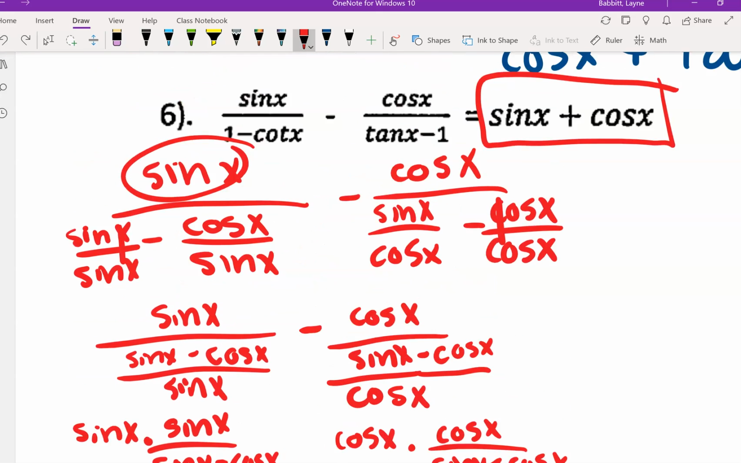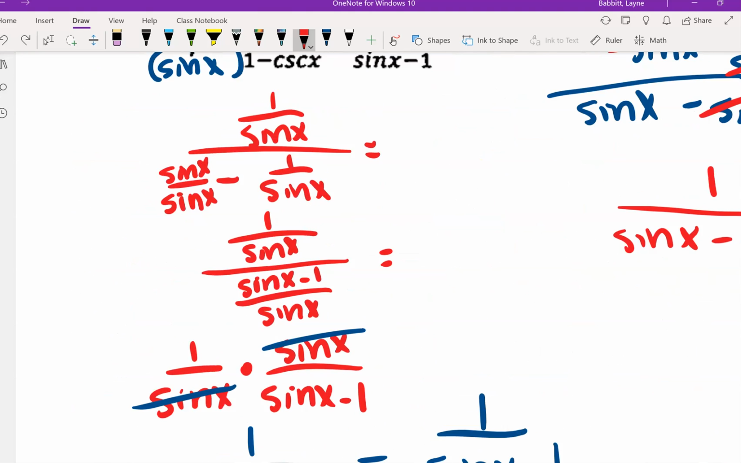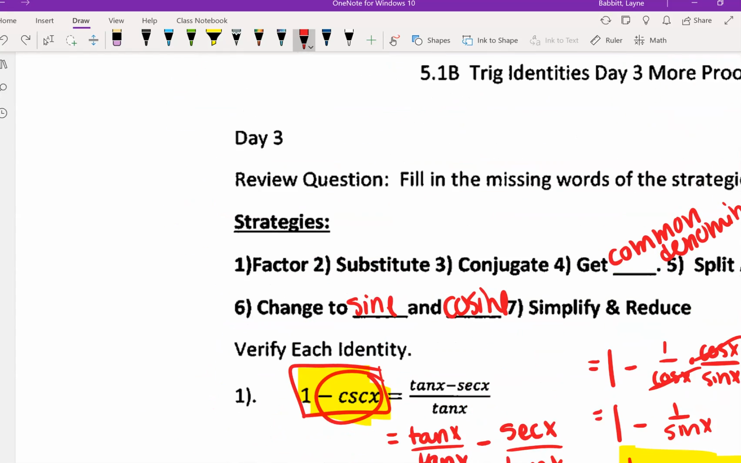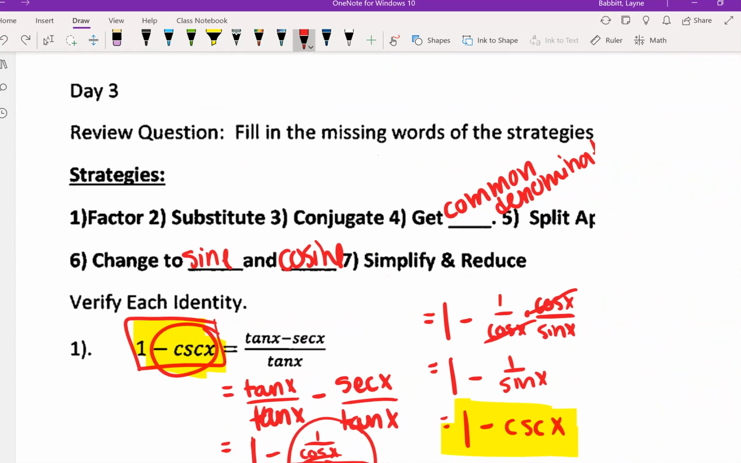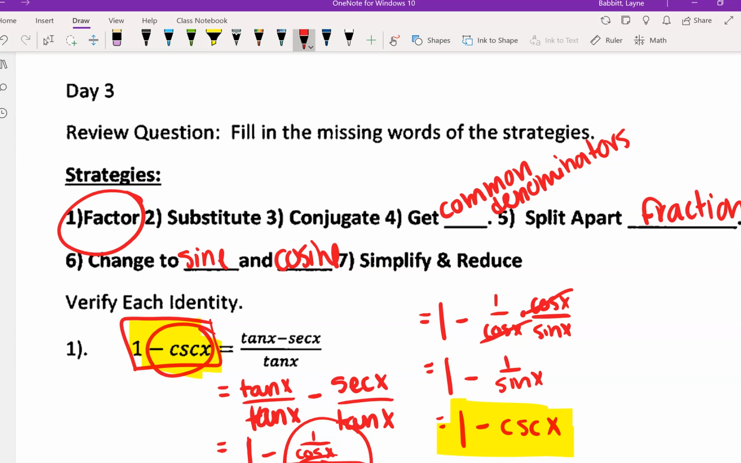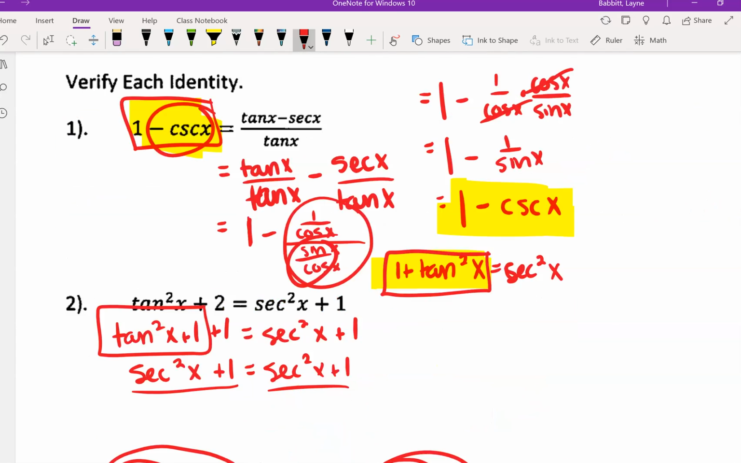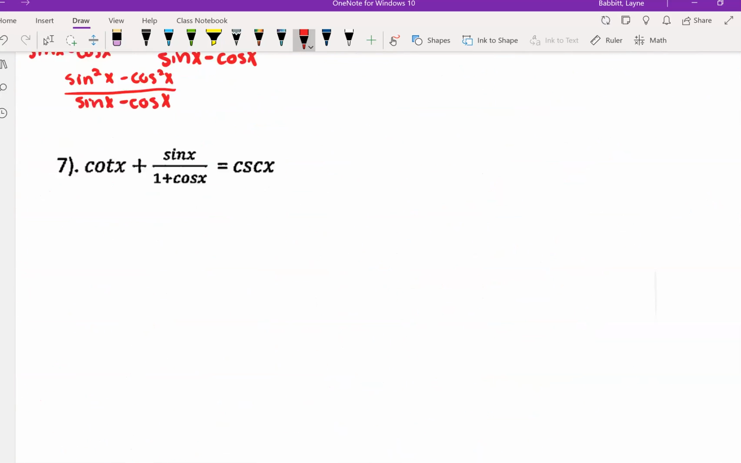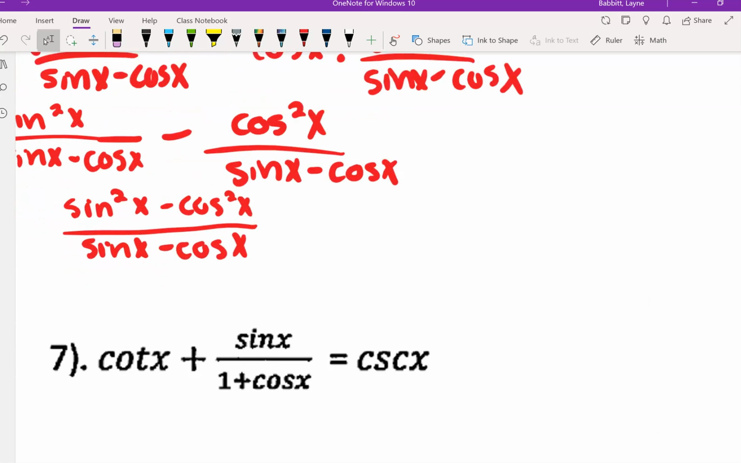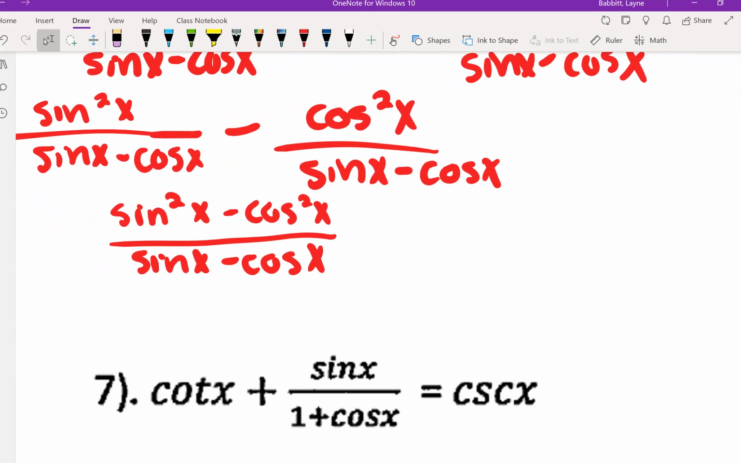So I'm going to think about all my strategies. Let's scroll up. Got a lot of strategies. And the very first one is factor. So that's going to be something that I try on this. This top one is factorable. Sometimes hard to recognize, but these are perfect squares. This is a perfect square minus a perfect square.